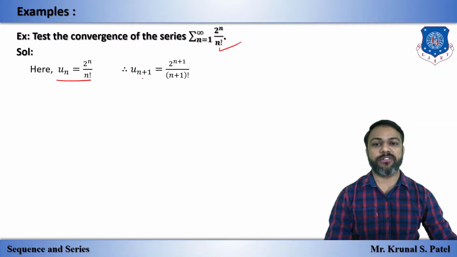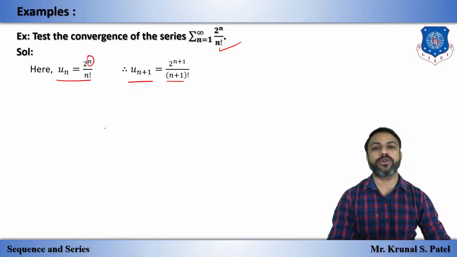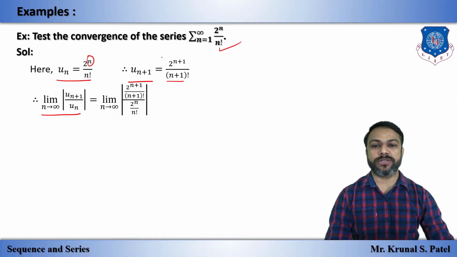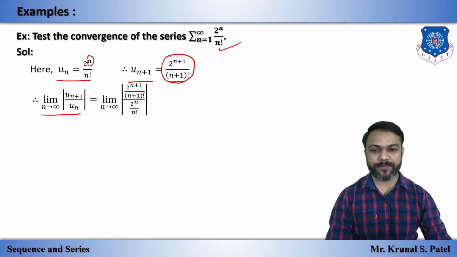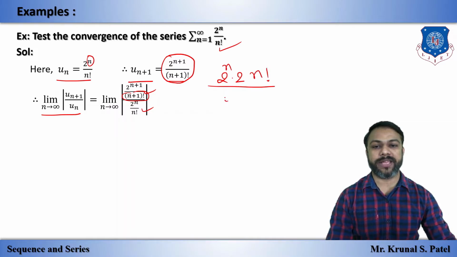This is un, so we find un plus 1, that means n becomes n plus 1 and the factorial as it is. Now we will take the ratio and limit: limit n tends to infinity, un plus 1 by un. This is our un plus 1 in the numerator, and this is our un in the denominator. Now n plus 1 factorial comes to the denominator and n factorial goes to the numerator. So we have n into 2 raised to n plus 1, that means 2 raised to n into 2, into n factorial. And in the denominator we have 2 raised to n into n plus 1 factorial.